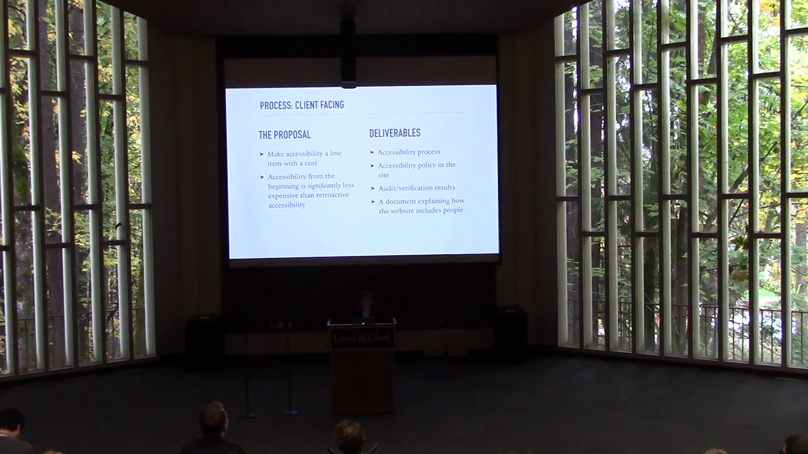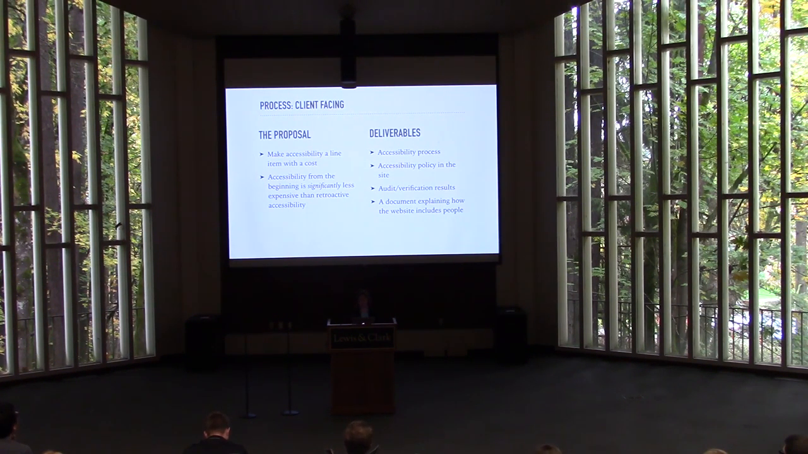So I think some client-facing places where we can make accessibility visible is to make it a line item in the proposal. Associate a cost with it. Now, accessibility from the beginning is significantly less expensive than retroactive accessibility. So, honestly, this cost doesn't have to be terribly significant. And then in terms of deliverables, we can deliver an accessibility process to our client, just high level, here's what we do to help ensure that your site is accessible.